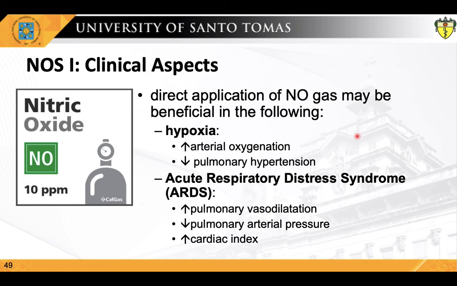Other clinical aspects of nitric oxide synthase 1 include the possible direct application of nitric oxide gas for the following. For hypoxia, nitric oxide can improve arterial oxygenation and decrease pulmonary hypertension. For acute respiratory distress syndrome, or ARDS, which plays important roles in pneumonias in SARS and COVID-19, nitric oxide can increase pulmonary vasodilation, decrease pulmonary arterial pressure, and thus improve oxygenation. It can also help improve the cardiac index.